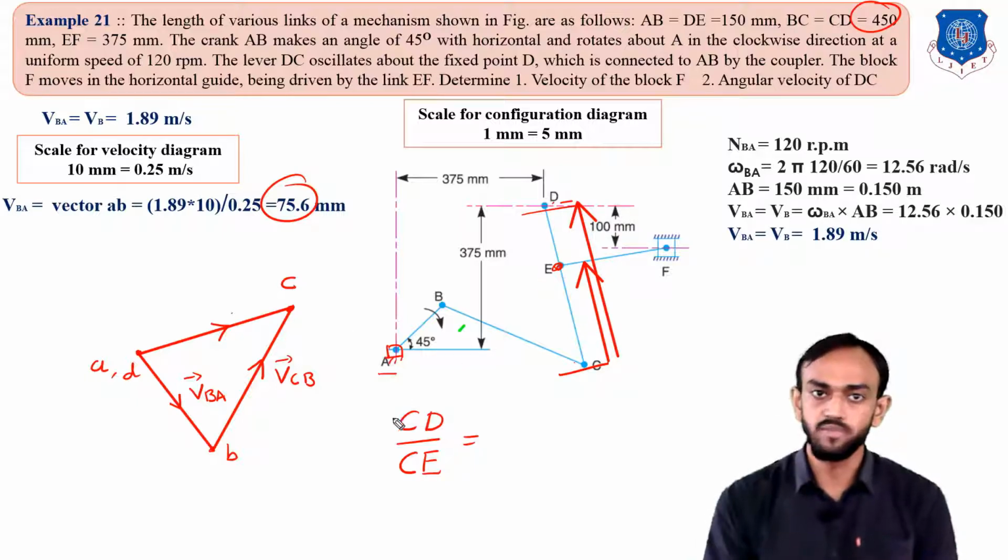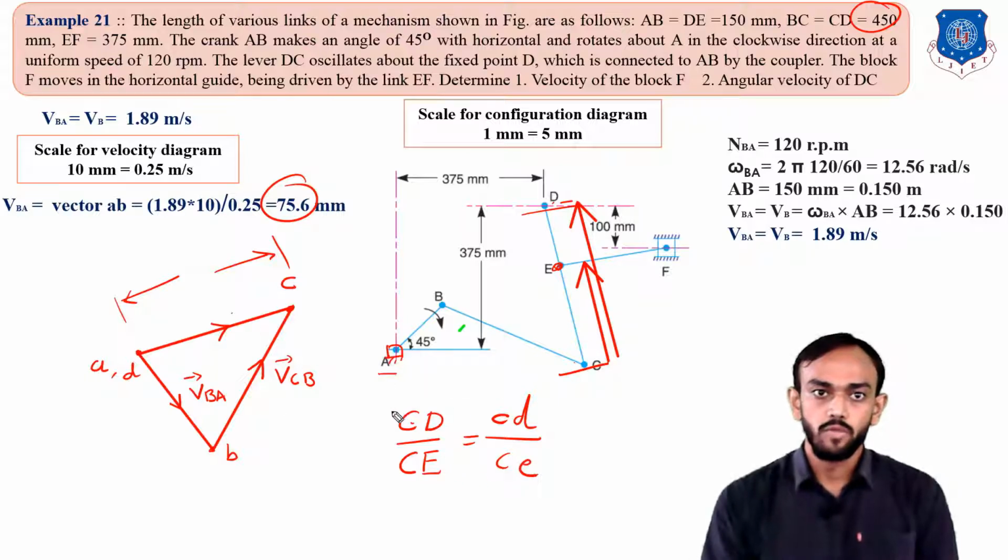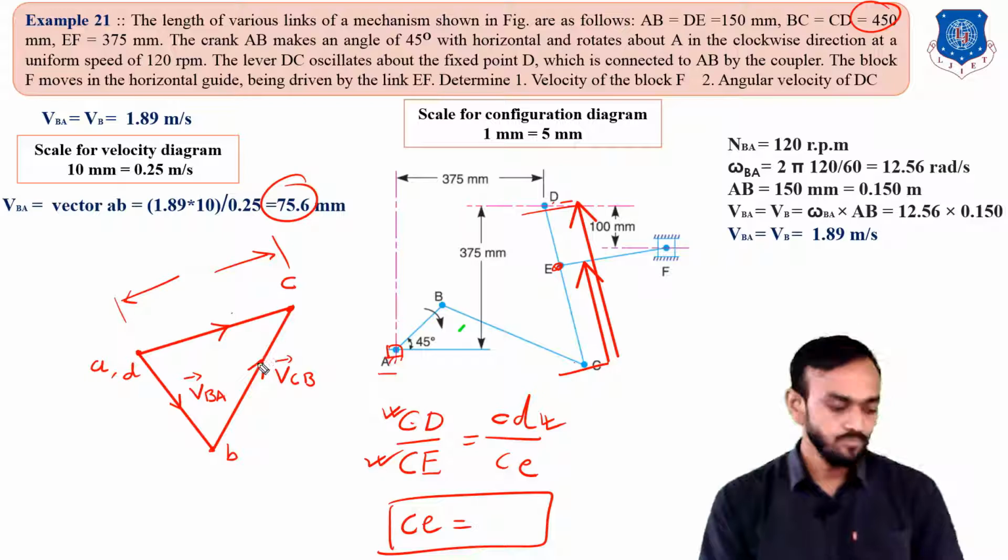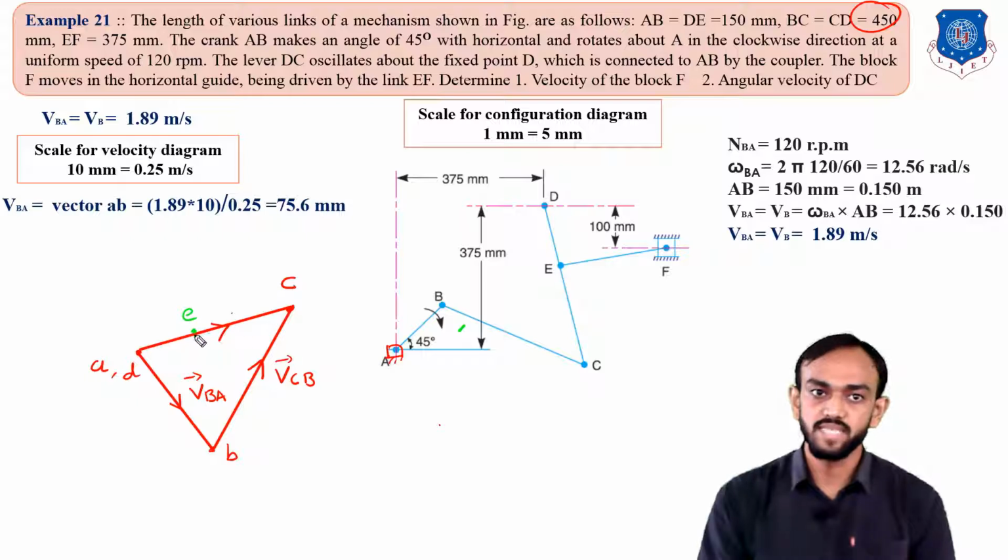And if you measure this, you can find CD upon CE is equal to the same dimension CD from our velocity diagram, this C to D distance, divided by this CE. We know this value, we know this value. Three values are known, so we can find this small CE, the C to E distance. You will measure this C to E distance and locate this E point here on this velocity diagram. So now we have located this E point.